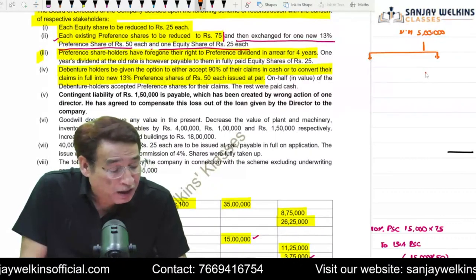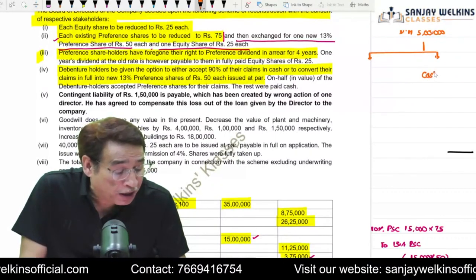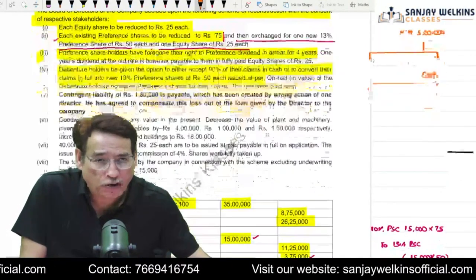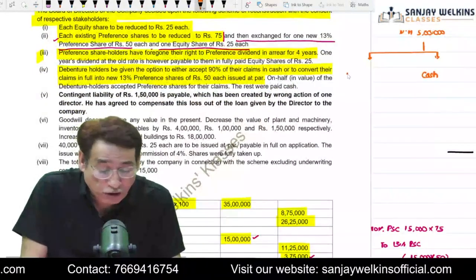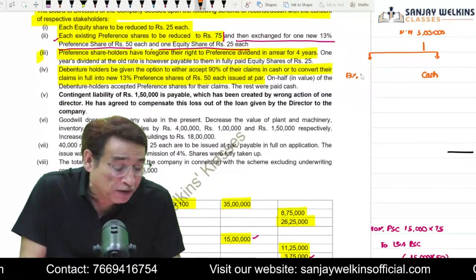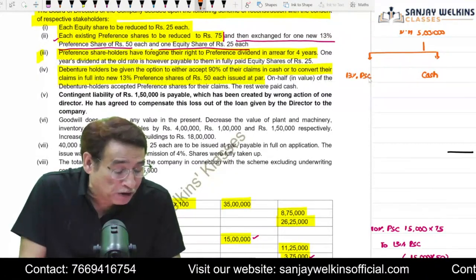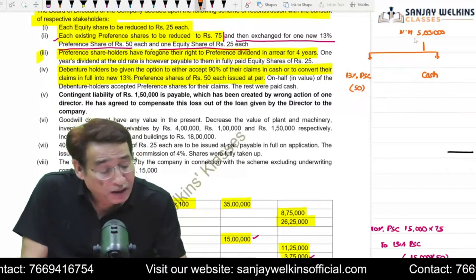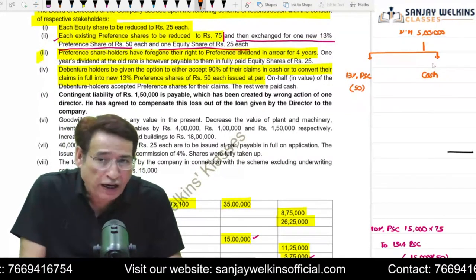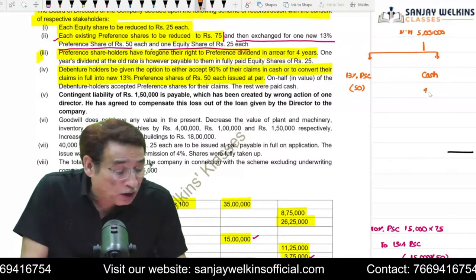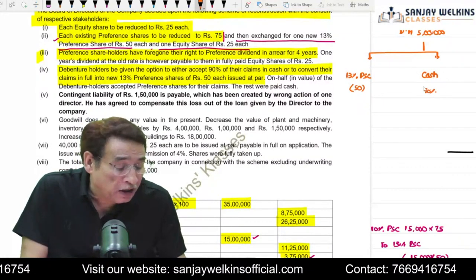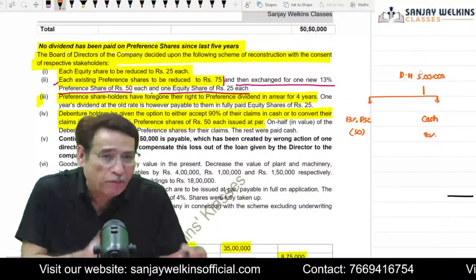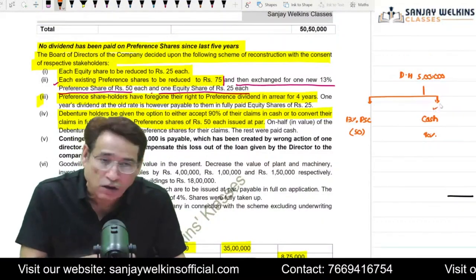One option is they can get their dues settled for cash. This is option number one. And under the second option, we are offering the debenture holders to get their debentures converted into new 13% preference shares. However, the new preference shares are of rupees 50 each. However, further it is written that if debenture holders opt for cash, then they will be given only 90%. Only 90%. For example, let us say out of 5 lakh, 50% of the debenture holders decide for this particular option.